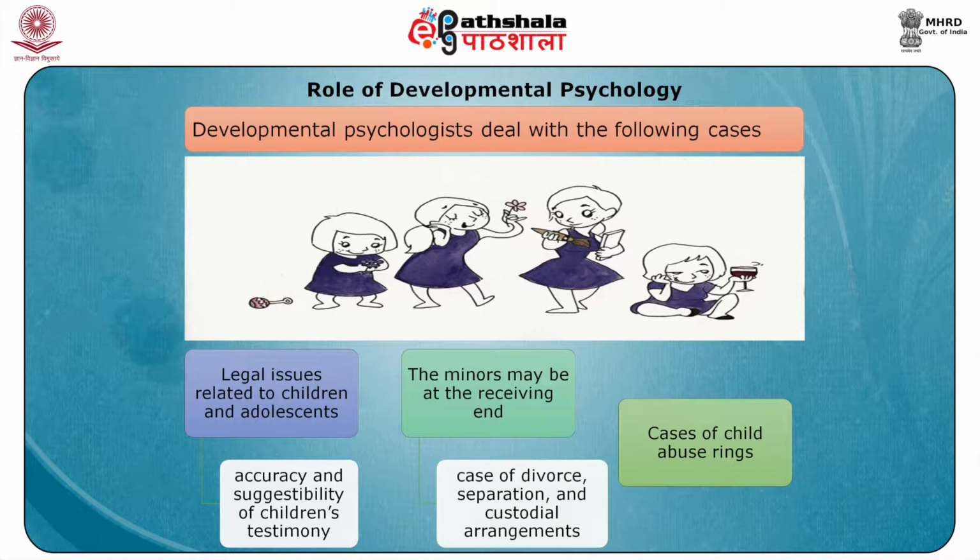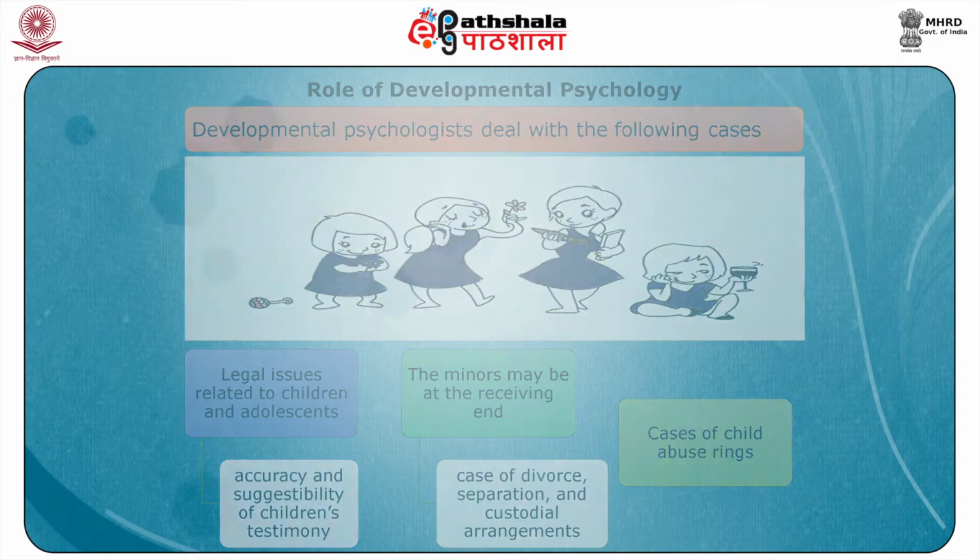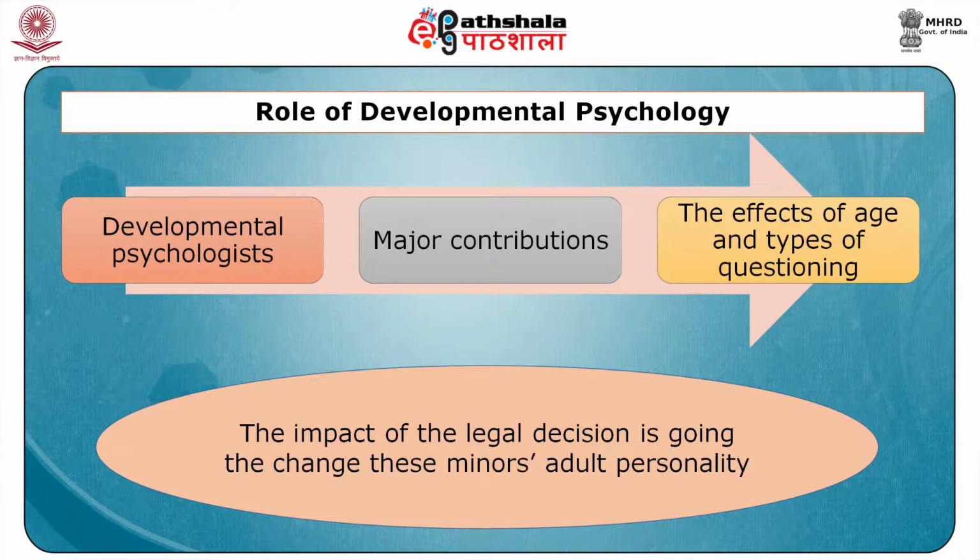The minor may be at the receiving end, as in cases of divorce, separation, and custodial arrangements, and the court must take into account the level of the child or adolescent's cognitive, moral, and emotional maturity while making the final judgment. Its significance gets marked as children are at their formative years, wherein they are highly influenced by environmental forces, be it human or circumstantial. In the same breath, the impact of the legal decision is going to change these minors' adult personality.